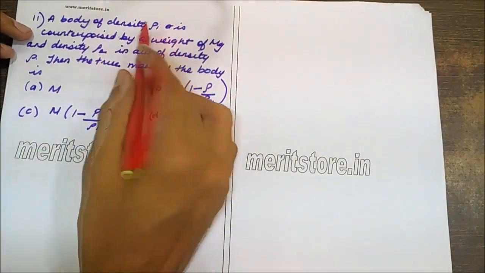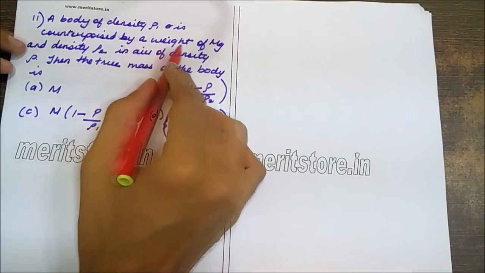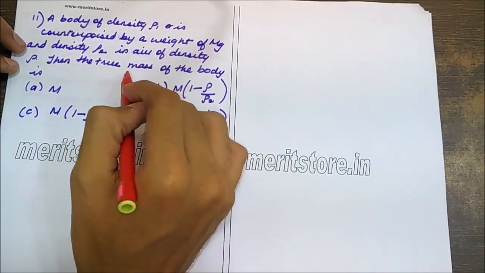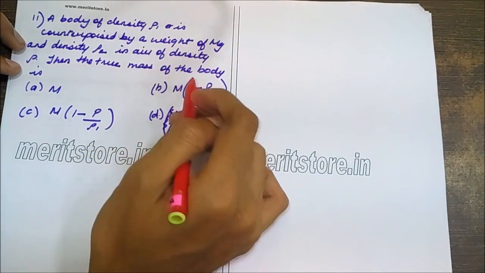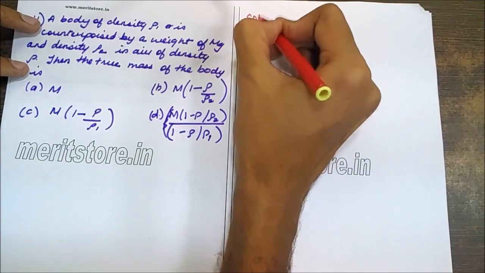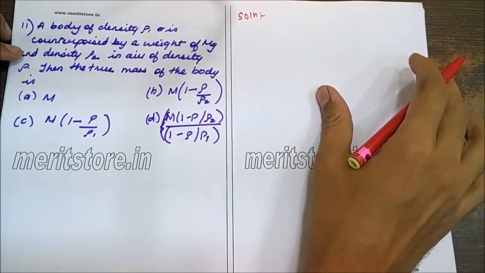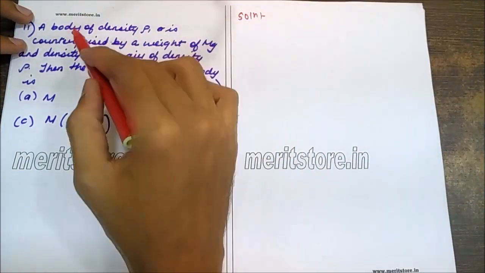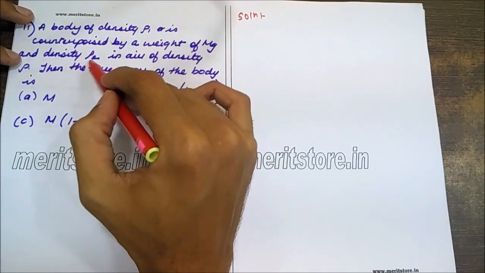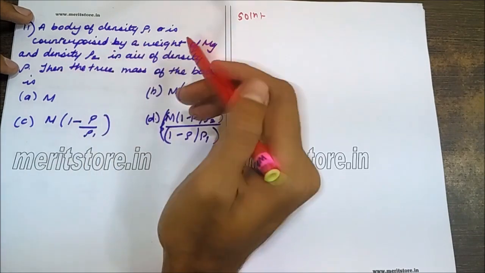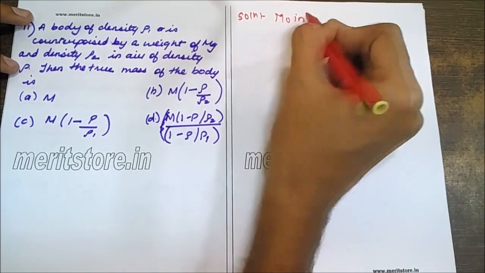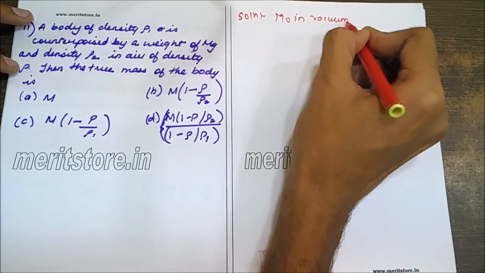A body of density rho 1 is counterpoised by a weight of mass mg and density rho 2 in air of density rho. Then the true mass of the body is, so we have here the actual mass of the body. So m0; suppose we have the body of density rho 1 counterpoised by a weight of mass m and density rho 2 in air of density rho. So they are given in air. So let's suppose m0 is the mass in vacuum of the same body.